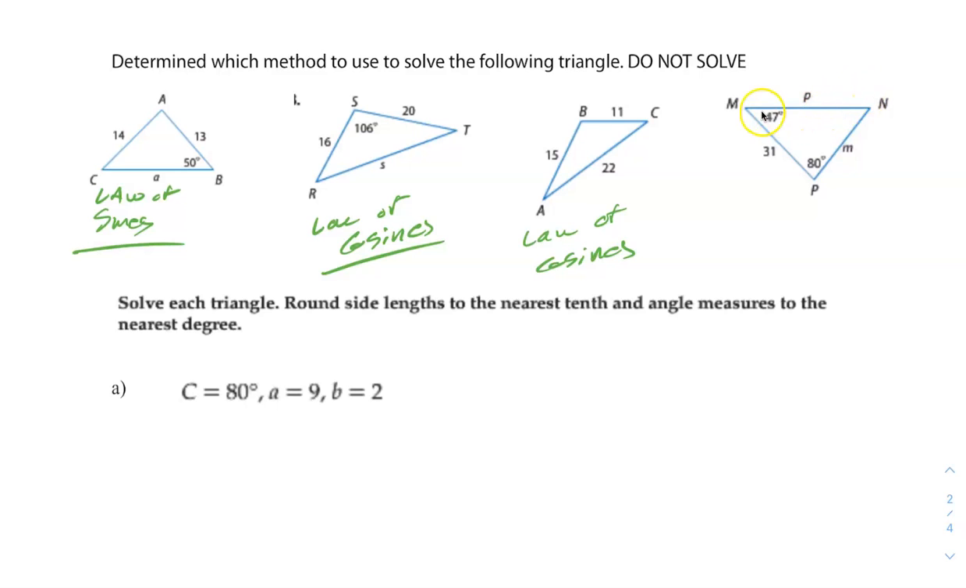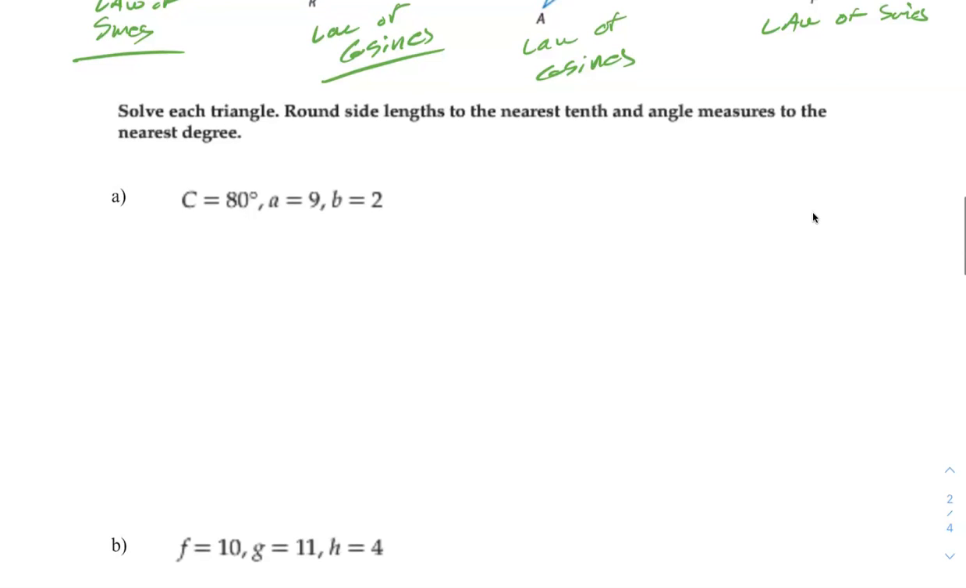It is law of sines. Since you have two angles, you could easily find out what this angle is. So it'd be 180 minus 80 minus 47. So it'd be what, 53? And then it's law of sines. So law of cosines actually wouldn't work on that one because you don't have enough sides. So that's a law of sines one. You just got to find the missing side first. So there we go. So now let's do some problems.